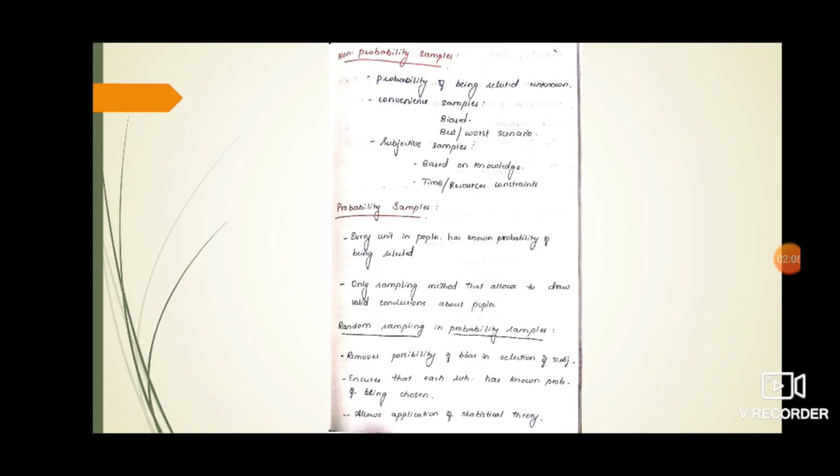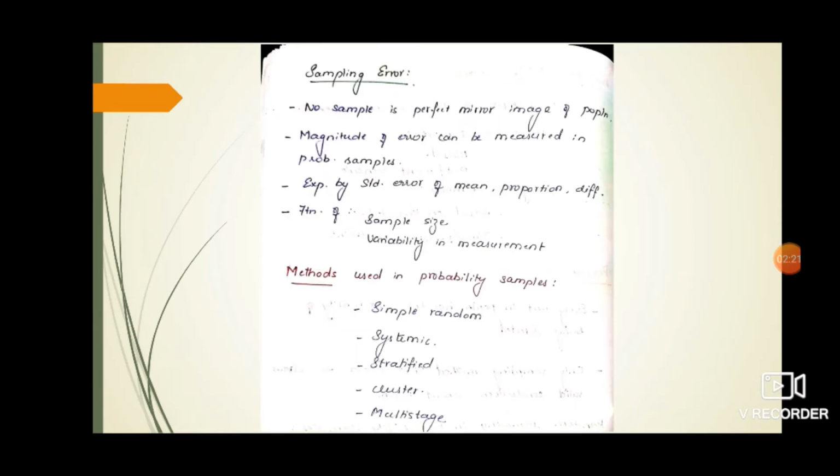Now, random sampling is a probability sample. It removes the possibility of bias in the selection of subjects, and it ensures that each subject has a known probability of being chosen. It also allows the application of statistical theory. Now, coming to the sampling errors. No sample is a perfect mirror image of the population. The magnitude of the error can be measured in probability samples only, and it is expressed by the standard error of mean, proportion or difference. It is a function of the sample size and the variability in the measurement.